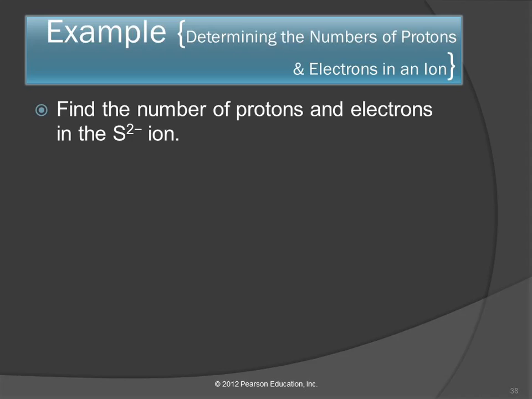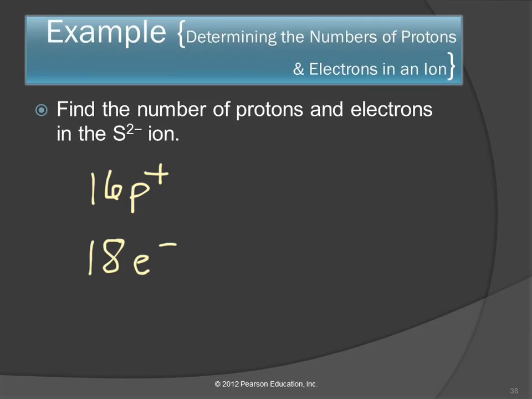Here's another example. It's funny, it's sulfur. Find the number of protons and electrons in the S2- ion. So this is an anion. It's sulfur. And we can't tell by looking how many electrons it has, but the periodic table is going to tell us how many protons it has. Element number 16, it has 16 protons. The charge is -2. So does it have extra electrons or did it lose electrons? It has extra. And it's got 2 extra, right? So that means it must have 18 electrons.